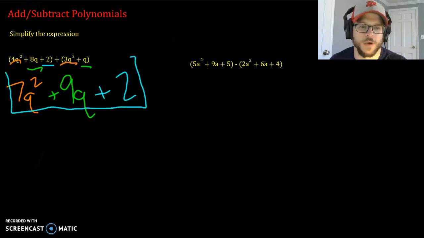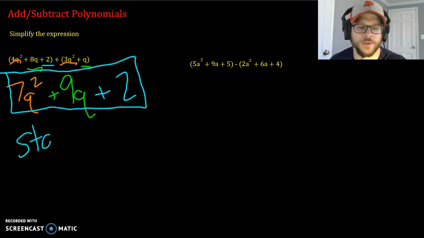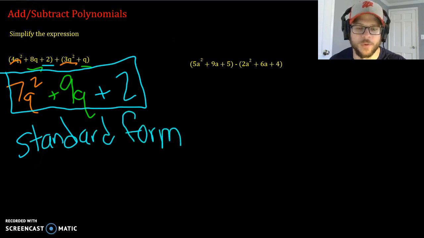Now one thing to be aware of is that you're writing your answers in standard form. And remember, standard form is you start with your highest exponent first, then followed by the next lowest, then the next lowest, in that order. So don't put the 2 first, don't put the 9q first, you have to start with your q squared.